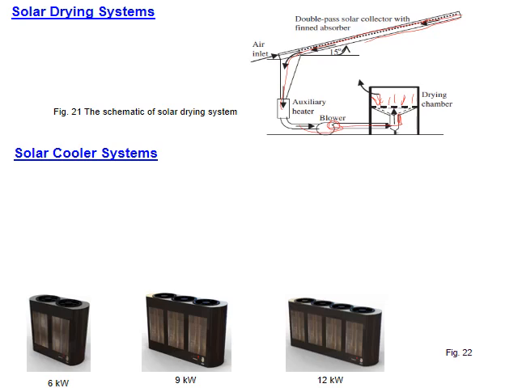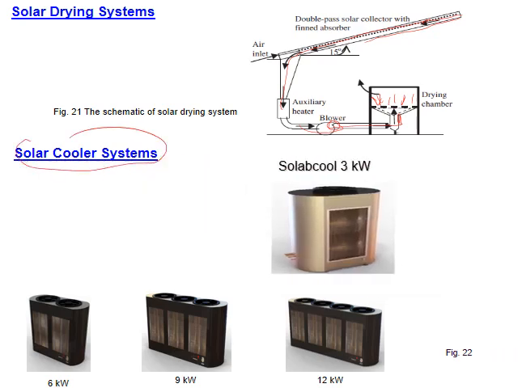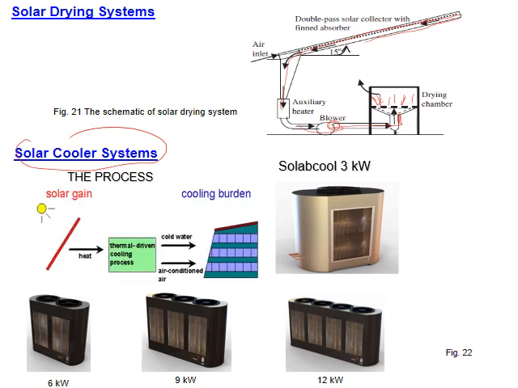Also we can use solar thermal in what we call a solar cooler system. Solar cooler system is similar to the air conditioner we have at home, but the difference here is we are using a thermal driven cooling process. How does this happen? We capture the heat, and we use it here in what we call thermal driven, to produce cool for the building.